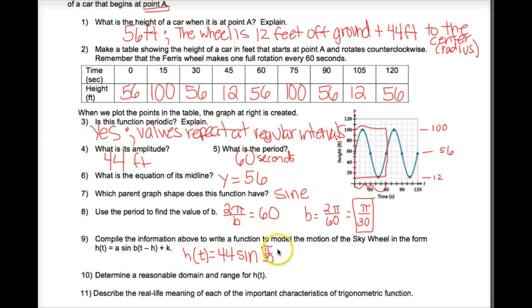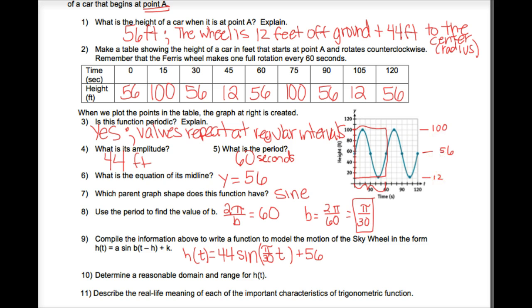So we can just write the t right next to the b instead of doing a minus h, because h is 0. Then finally, plus k. Remember, k represents your vertical shift. So how far up is your midline? And in this case, the midline is at 56. So that's what we're going to write here.